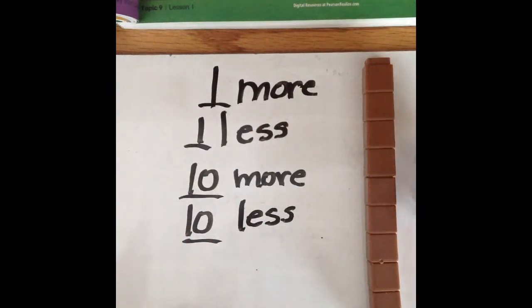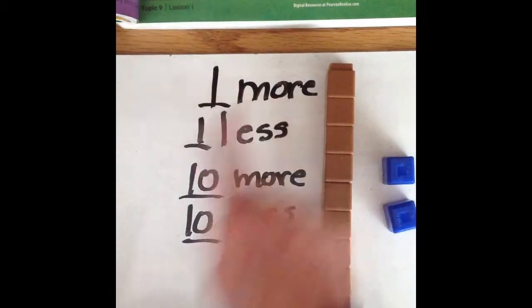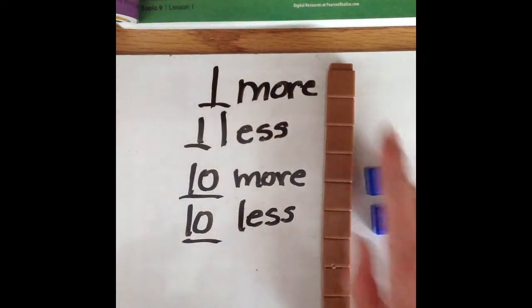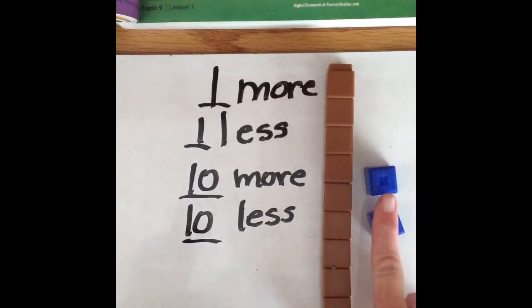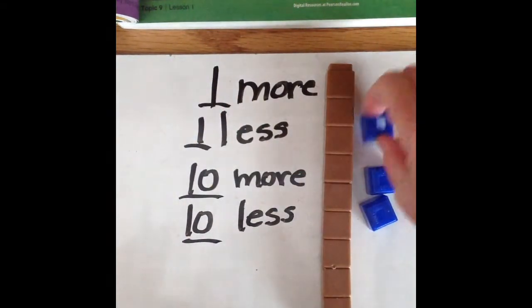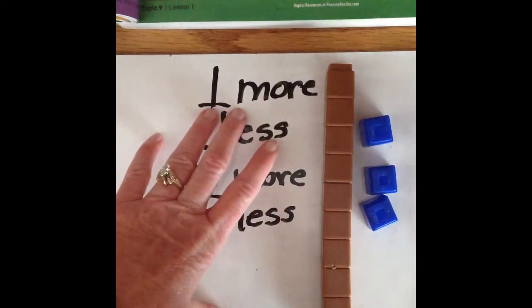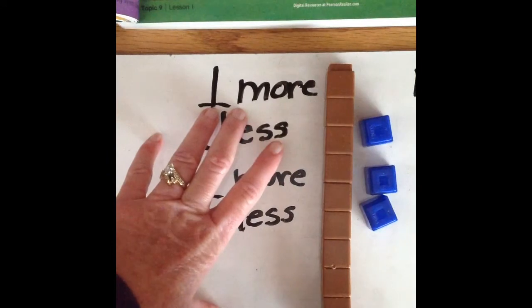1 10 and 2 ones. And they ask the question, what is 1 more than 12? So this is the 10 stick, this is the ones. We want 1 more. So I'm going to put another 1 block. And so now 1 more would be 13.